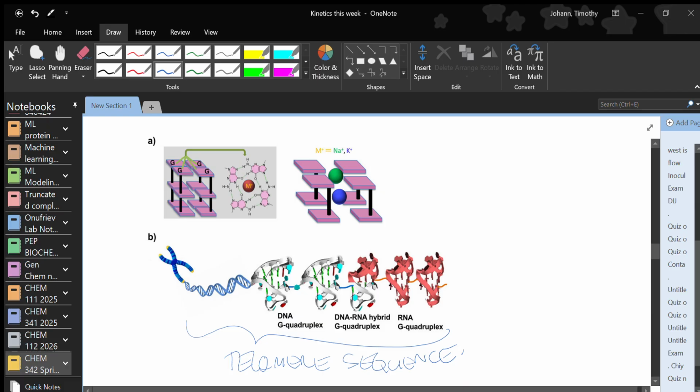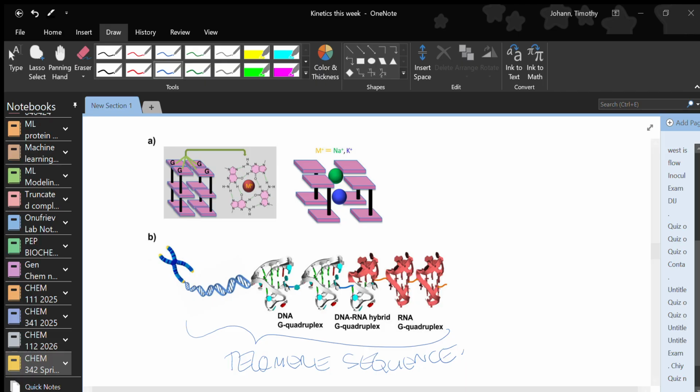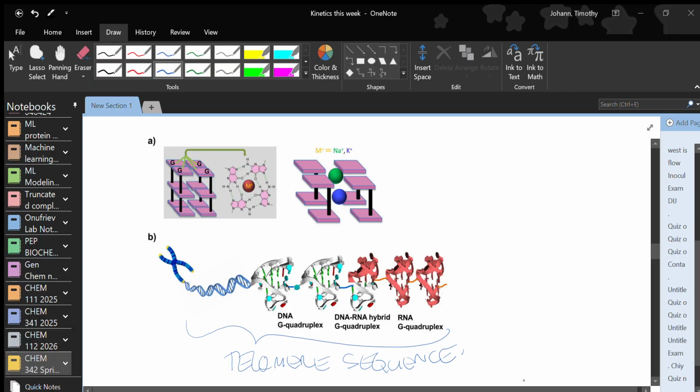People don't really know exactly how these fit in. It's a stabilization of that single-stranded bit. The thought is it helps prevent an exonuclease from coming in and degrading that. But people haven't fully elucidated what's going on there, the biological reason for them. They do exist, though.